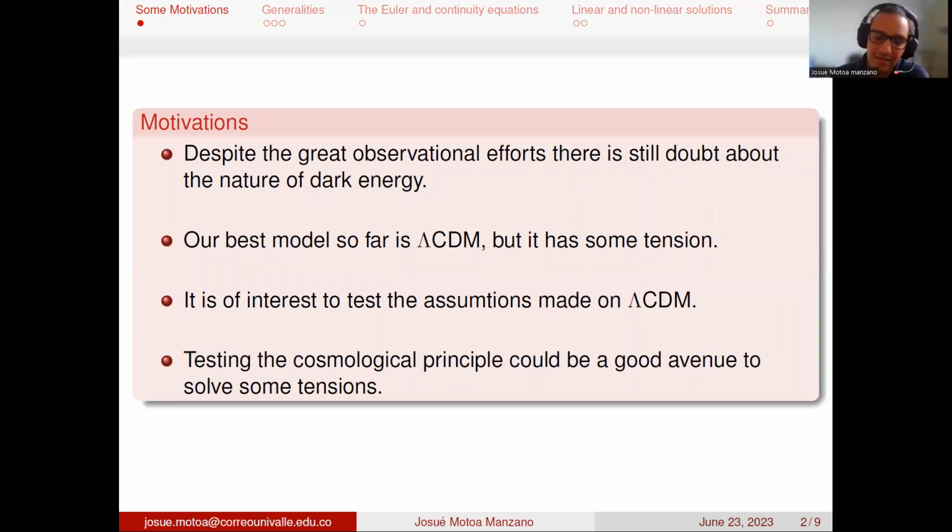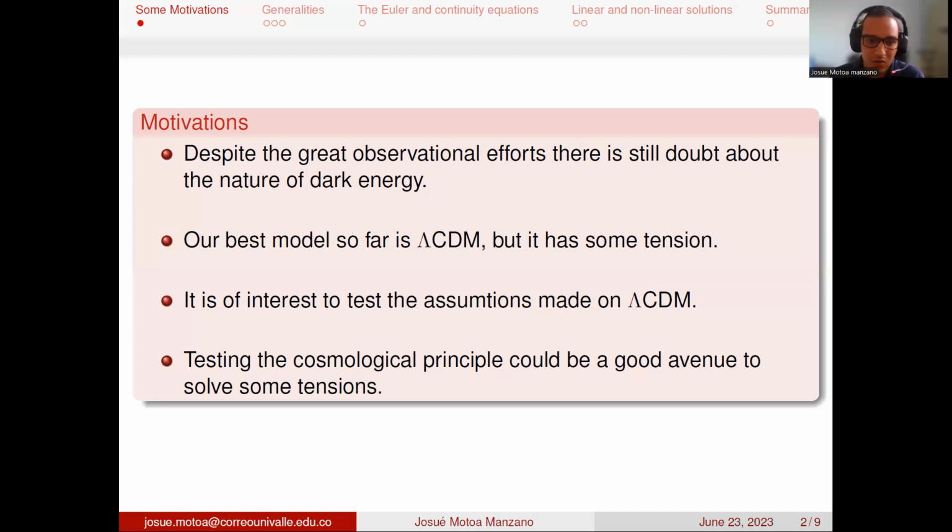Okay, this model is very successful with many observational data, but it has some problems. It has some tensions called the H0 tension and the sigma 8 tension, or S8 tension. And the idea is that if the model is good, then we need only to test some assumptions and see if those tests can contribute to alleviate these tensions, right?